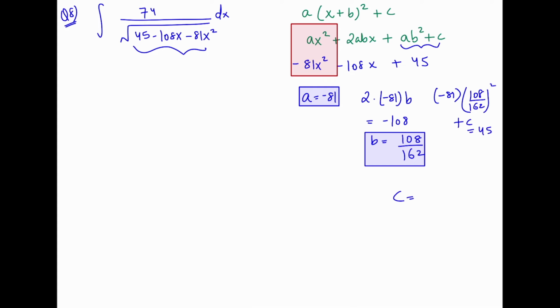So c is equal to 45 plus 81 times 108 divided by 162 whole squared. They're very nasty numbers. So yeah, I hate it. But let's see. They're supposed to be bad or no.